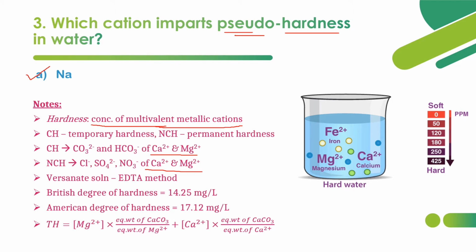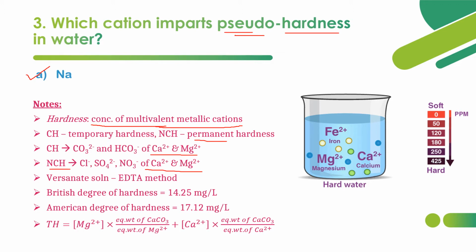There are two types of hardness: temporary hardness and permanent hardness. Temporary hardness means carbonate hardness, and that can be removed by simple boiling. Non-carbonate hardness is permanent hardness that can be removed by using techniques like zeolite, ion exchange. Carbonate hardness is caused by carbonates and bicarbonates of calcium and magnesium. Non-carbonate hardness is caused by chlorides, sulfates, nitrates of these metallic cations.